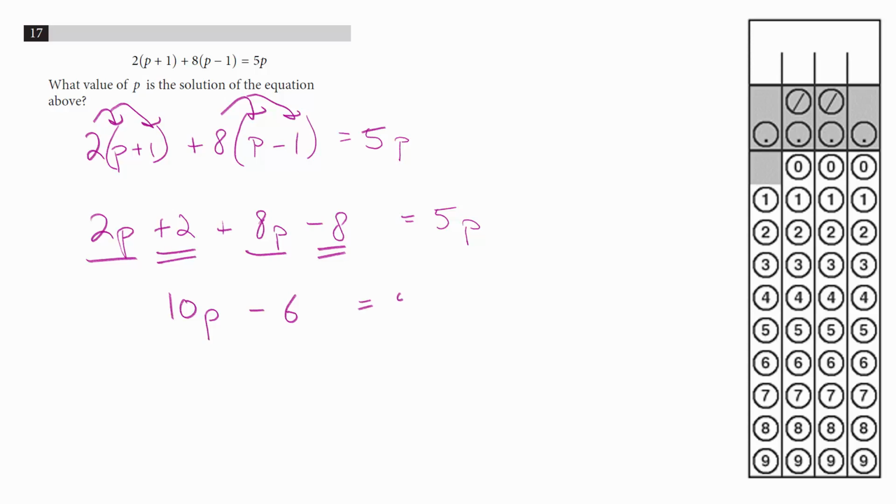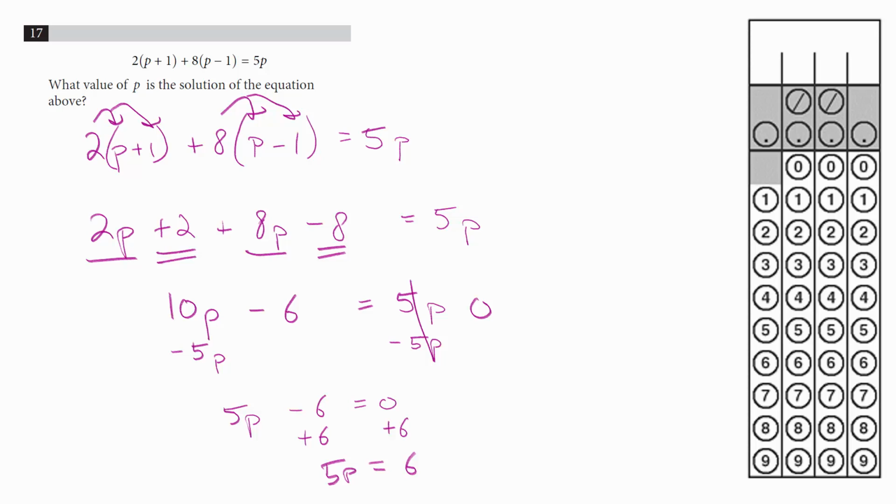All that equals 5p. I'm going to subtract 5p from both sides. You get 0 on the right. So I have 5p minus 6 equals 0. Add 6 to both sides. So I get 5p equals 6.